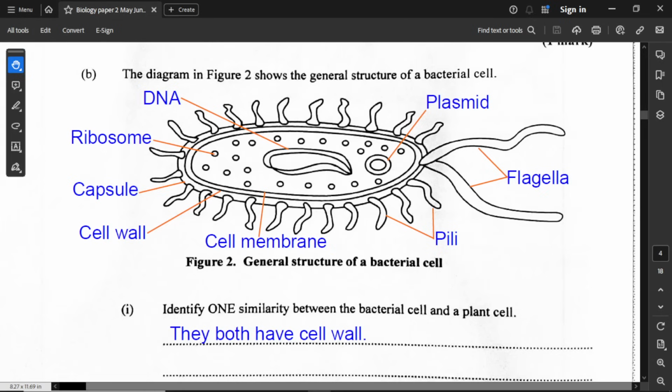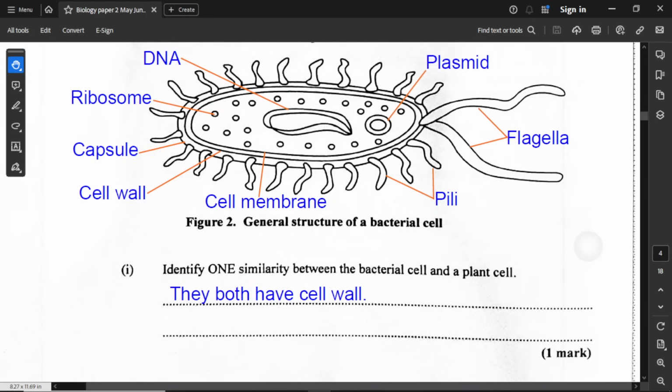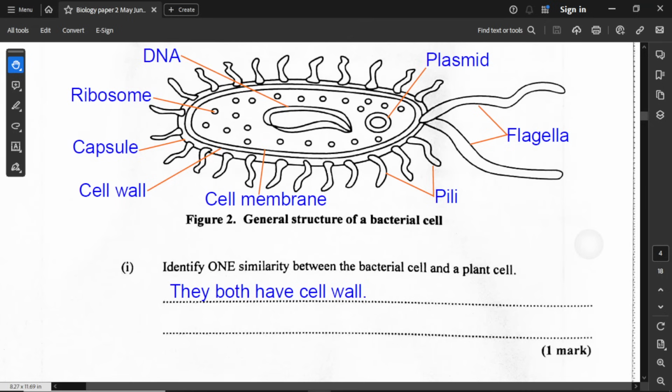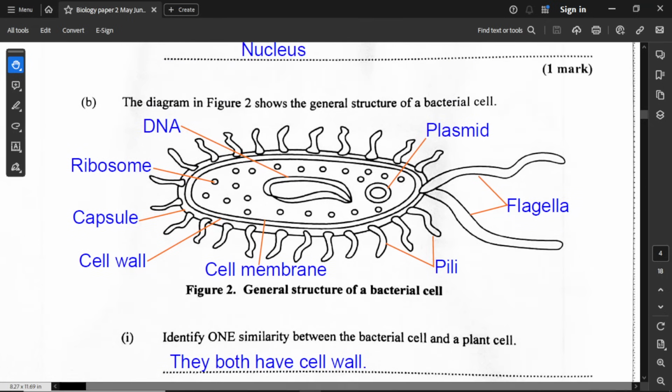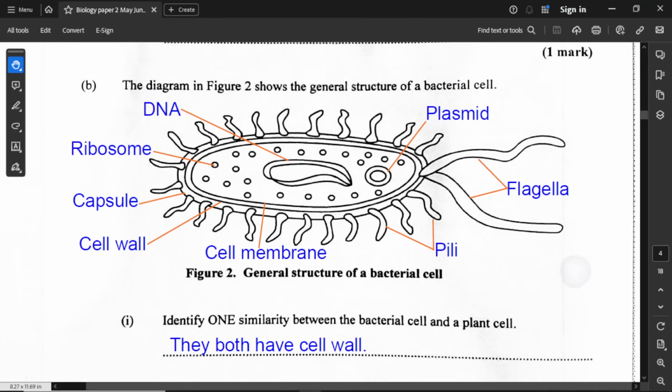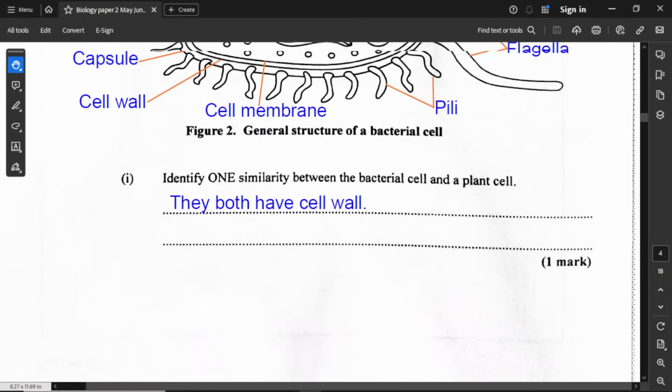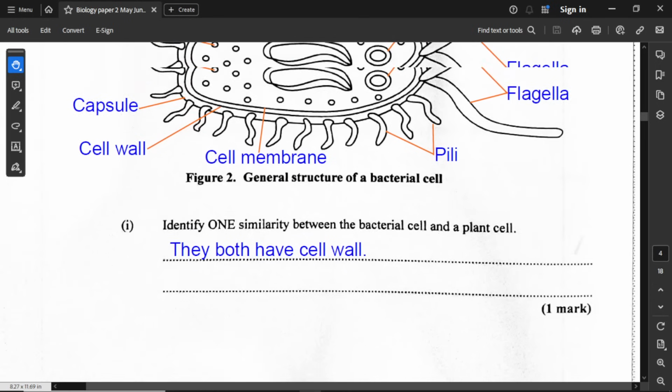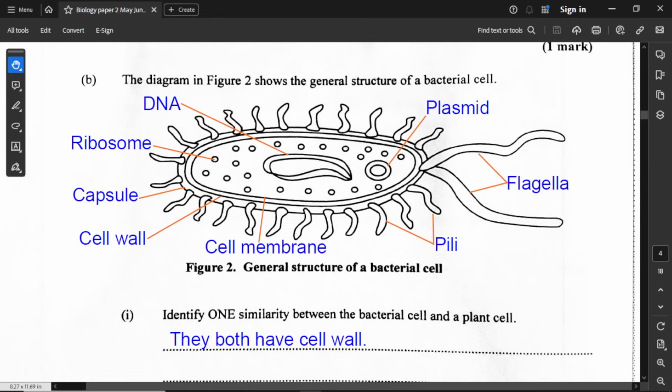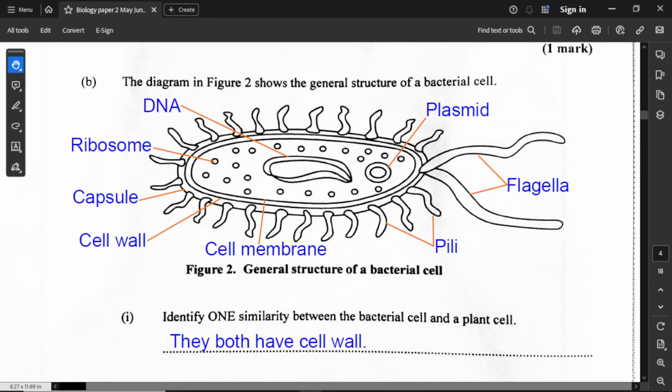For part B, the diagram in Figure 2 shows the general structure of a bacterial cell. And here it asks to identify one similarity between the bacterial cell and the plant cell. The first question actually asks you to label this, I think. There's a question that talks about labeling. All right, it's down further. So we label the structures. I don't need to go back. I just want to make sure you actually understand and know the structures of the bacterial cell.